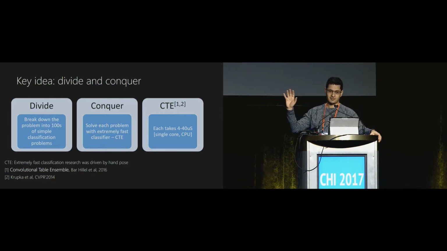We take the hard problem of recognizing the hand pose, and divide it into hundreds of sub-problems of fine parameters of the hand, some of them redundant. And then each of the small elements we solve using a fast classifier, called a convolutional table ensemble, that was developed specially for this purpose. You can read the details in the paper. The key idea is that the basic element classifier is much faster than the current state-of-the-art deep learning and all the other very accurate but not so fast classifiers.